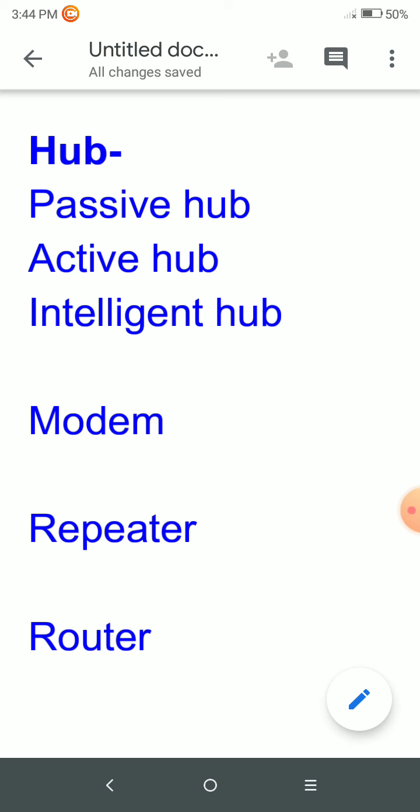Repeater means what? When we have to extend the network. Sometimes the signals become weak when there is a large distance. So when signals become weak, then we require repeaters. We are putting repeaters there. So a repeater regenerates the signals.